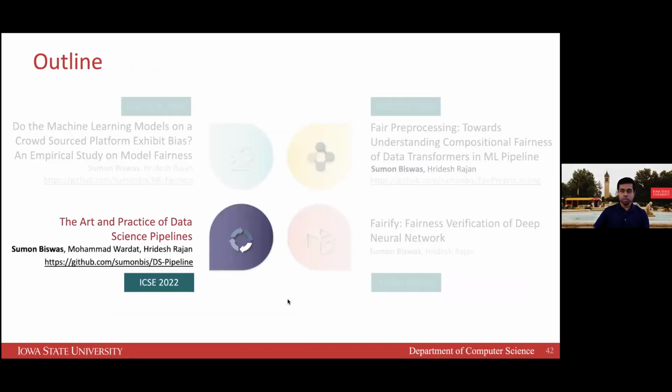I'll try to go a little quicker here to talk about some other work. This work was not directly related to fairness, but while working with these data science pipelines, I also did some literature survey as well as some empirical evaluation to show the design and architecture of data science pipelines.